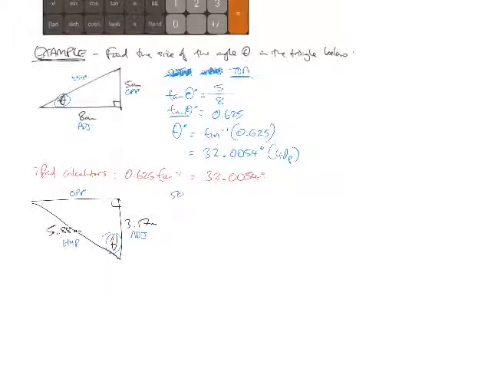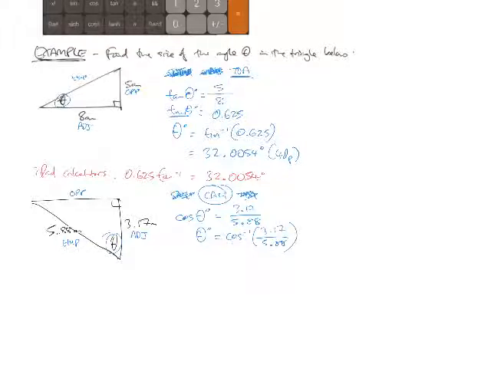So SOH CAH TOA, we need to use the ratio that involves the two known sides. We know the adjacent and hypotenuse, so cosine must be what we need. Cosine of theta is going to be adjacent over hypotenuse, 3.17 over 5.88. I'm not going to actually work out 3.17 over 5.88, because I don't want to lose accuracy by rounding straight away. So theta is going to be the inverse cosine of 3.17 over 5.88.